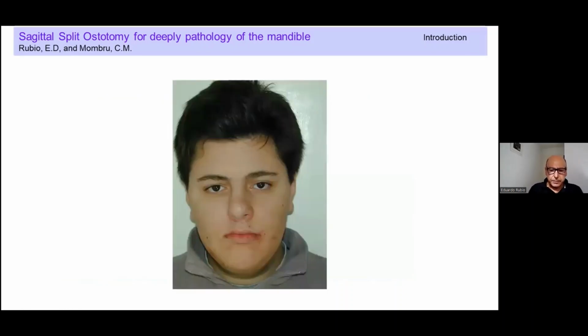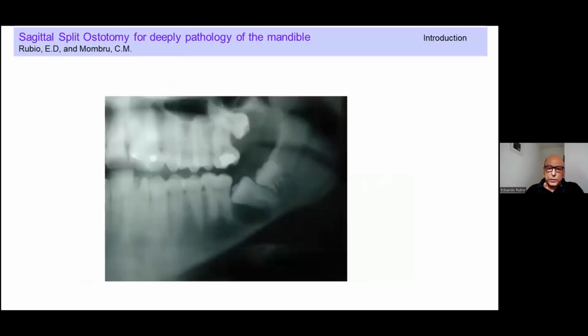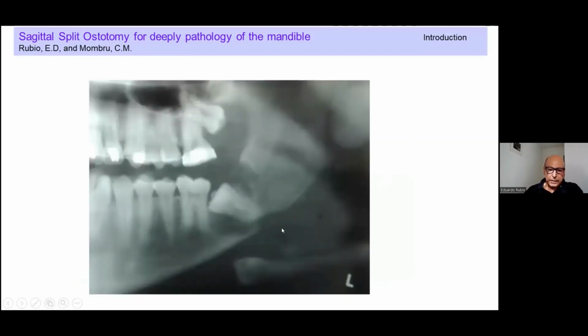Let me show you a small story about a young guy that appeared in my office with his mother, who was a doctor and she knew me. He went to take out both teeth, second and third molar, and this cyst. And in the moment they started to work on that third molar, the mandible fractured. So they ran away from the dentist and came to my office.